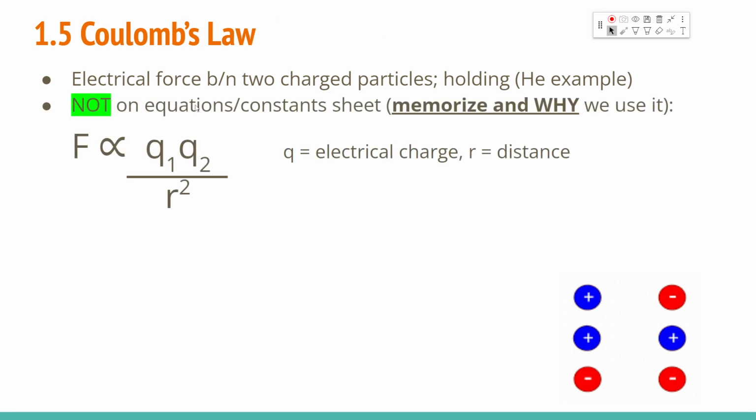So this is not on the constant equation sheet, as I said here. You need to memorize this in general and why we use it. The key thing is the why. Not necessarily that you just happen to know this thing, but it's mainly the why. And so F is going to be the force, the electrical force. Then Q is going to be the electrical charge of whatever we're talking about. And then R is the distance between whatever things we're comparing.